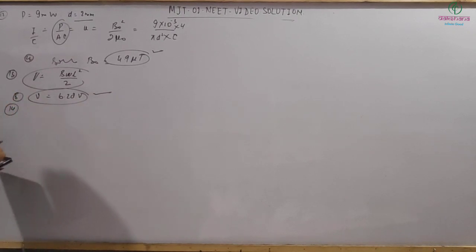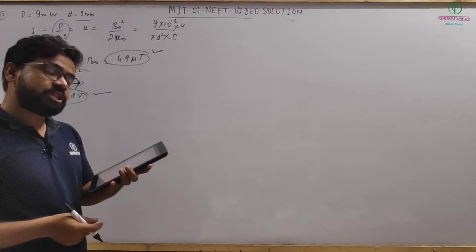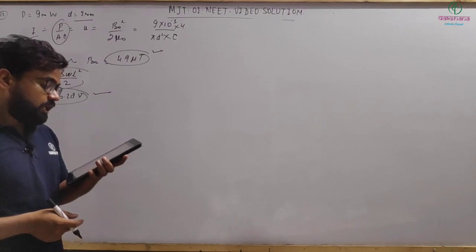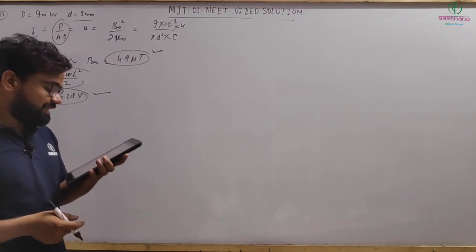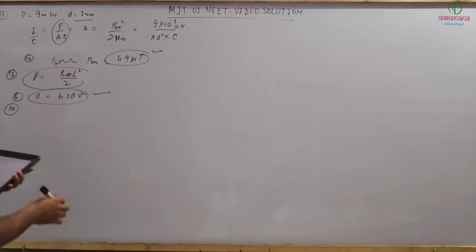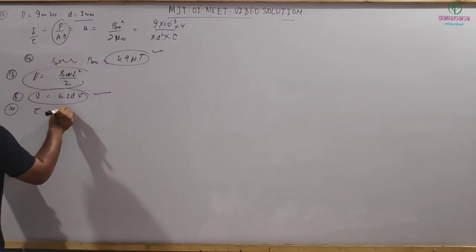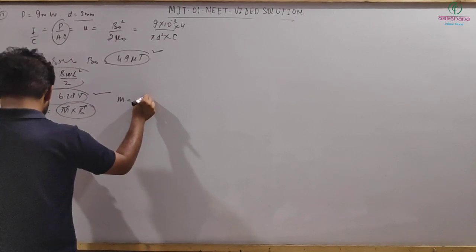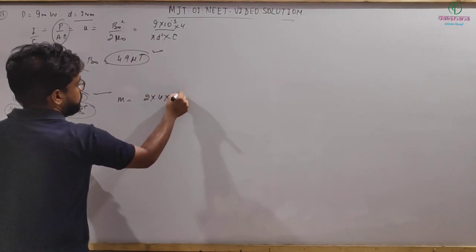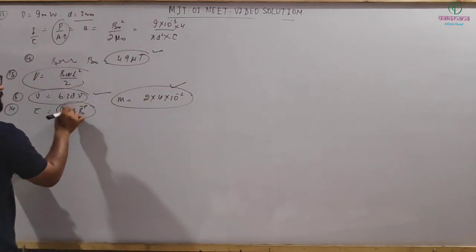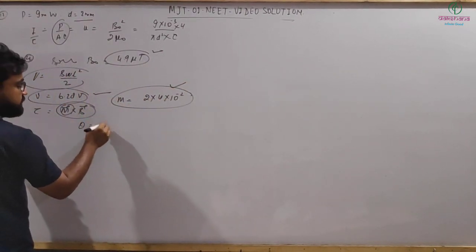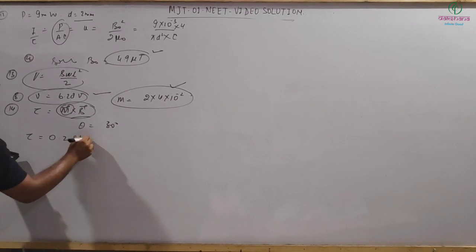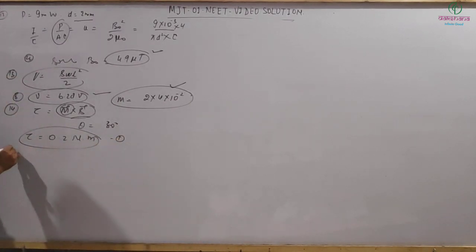Next, question number 14. A bar magnet of pole strength 2 ampere meter and 4 centimeter length is placed in a uniform field of 5 Tesla, such that its magnetic equator makes 60 degree with the field direction. Find the torque on the magnet. So tau is equal to M cross B, and M is equal to pole strength times length, that is 2 multiplied by 4 into 10 to the power minus 2. This is capital M. B is given, and the angle theta between them is 30 degree. Substituting and solving, we get tau is equal to 0.2 Newton meter, matching with option number 1.